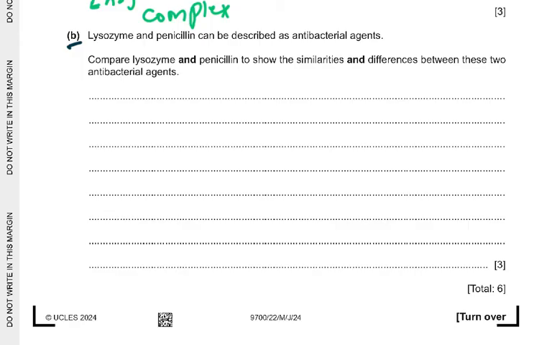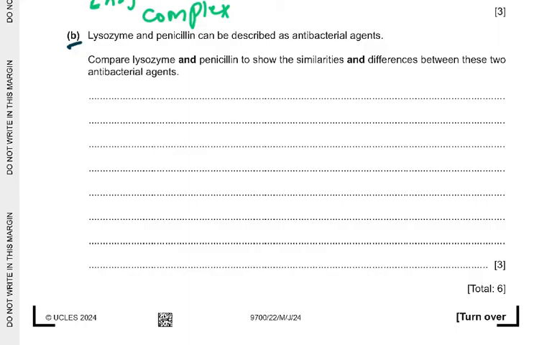Part B of the question says lysozyme and penicillin can be described as antibacterial agents. Compare lysozyme and penicillin to show the similarities and differences between these 2 antibacterial agents. Both of them cause cell bursting or cell lysis, and the reason being it weakens or destroys the cell wall of the bacteria. Now, difference is penicillin is an antibiotic, is an enzyme inhibitor.